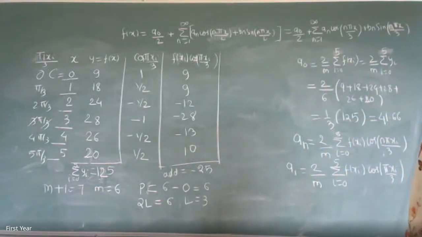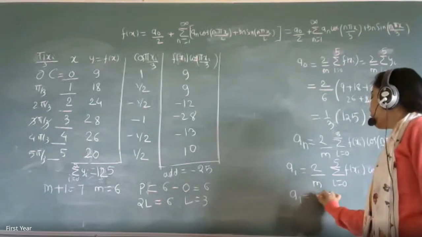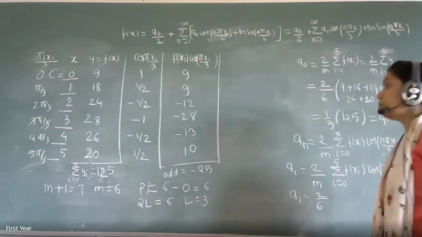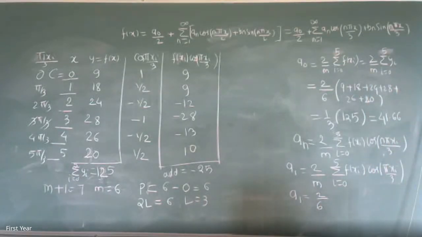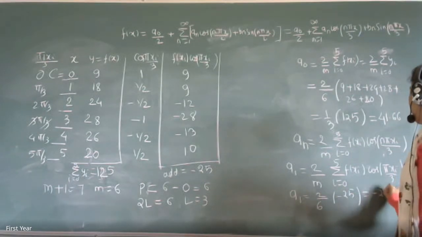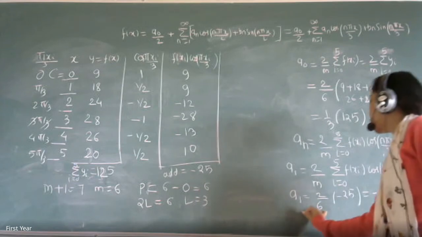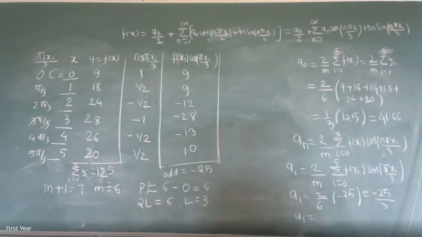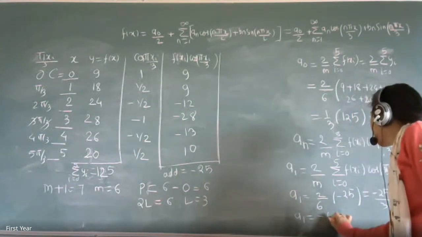Is it okay? Clear? Yes, ma'am. So what will be the value of A1? 2 by n, where n is the number of distinct parts, 6, into minus 25. So that is minus 25 by 3. And what's the value of A1 then? It is minus 8.3.